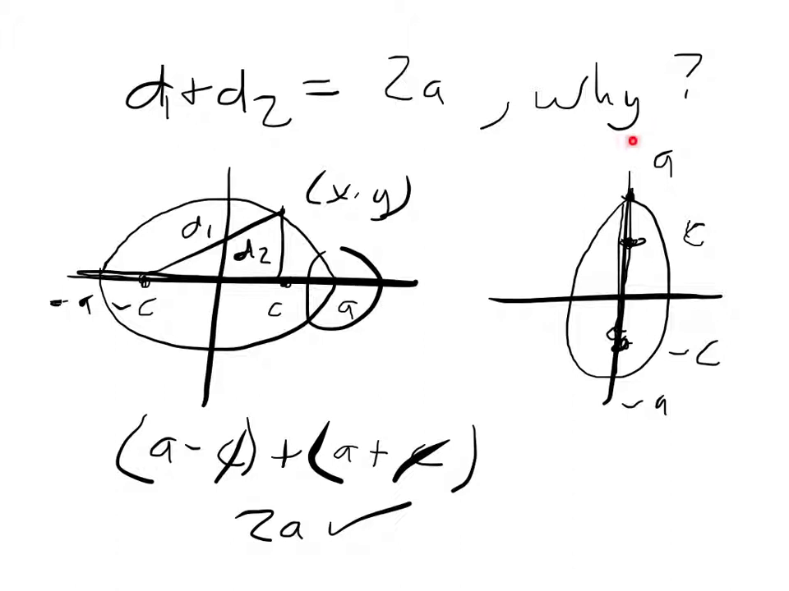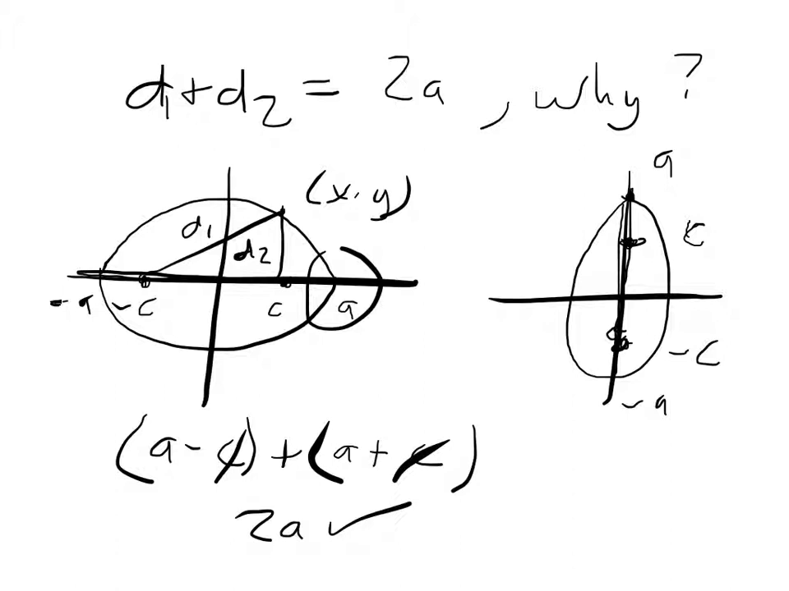And I could do the same thing here, working it over here. My distance from this focal point, from this point, the y-coordinate, or the y-intercept of the ellipse, there's one focal distance. That's going to be what? A minus C. And the other focal distance is this one here. That's going to be A plus C. Add those two up and you're going to get 2A.